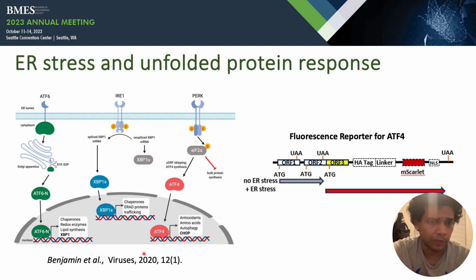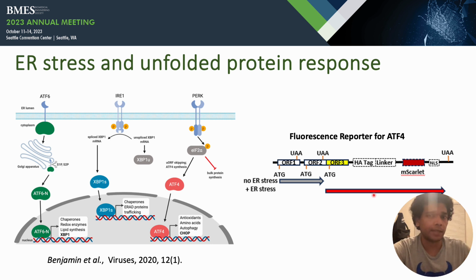And in this case, we check this UPR response with the help of a fluorescence reporter that has already been developed. We use this fluorescence to check the ER stress in the knockout, and this is the fluorescence reporter for ATF4 that we have used. In this case, when there is no ER stress, the translation gets terminated at ORF1 and ORF2. However, when there is an ER stress, translation begins at ORF3 and terminates after this NLS sequence, that is at the end of this fluorescence reporter. And during this, it will also translate this mScarlet or the red signal.